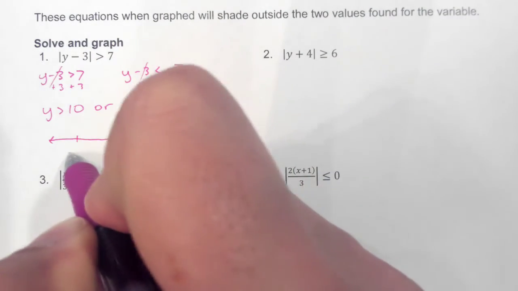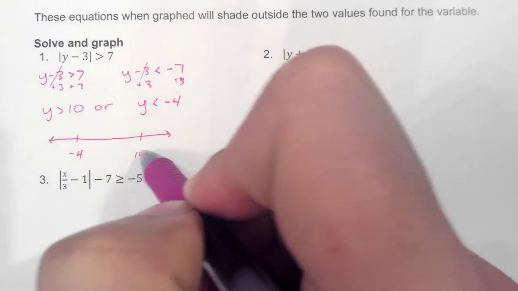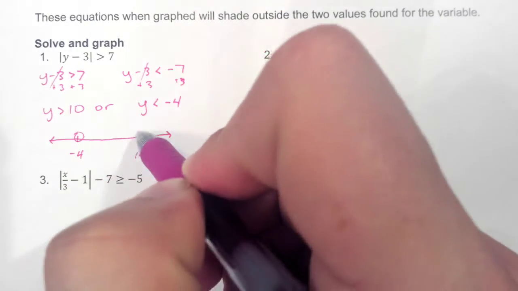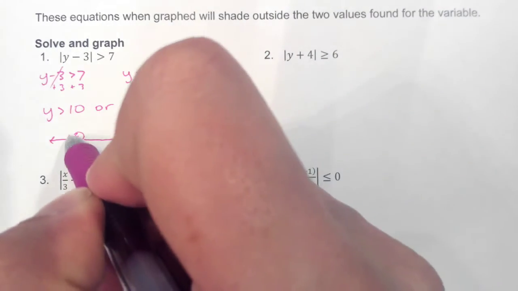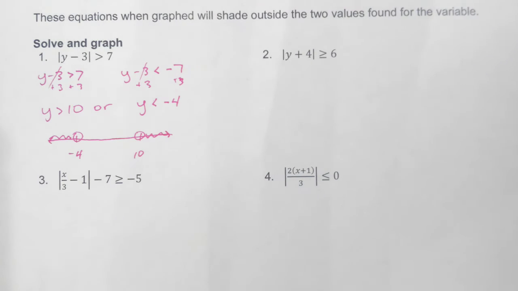Put it on a number line. Negative 4 would be on the left. 10 would be on the right. These are both open circles. And we're always going to be shading outside for these number lines.